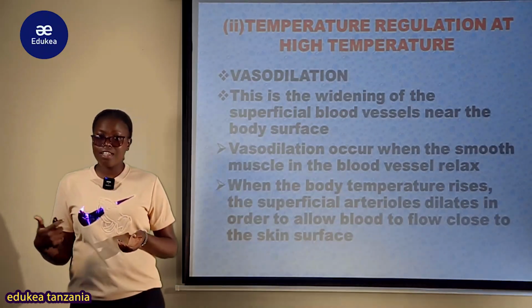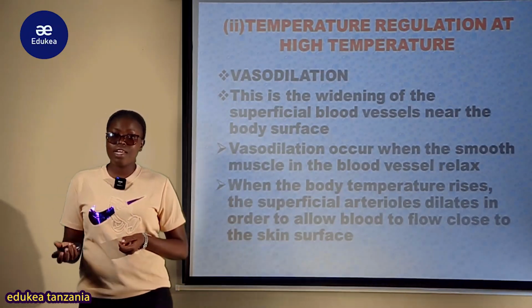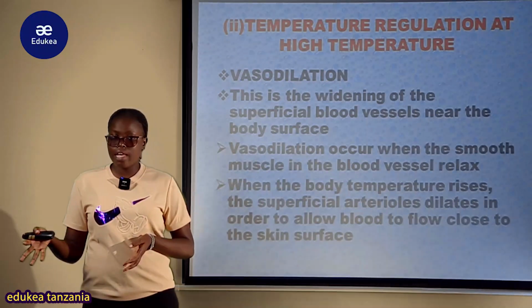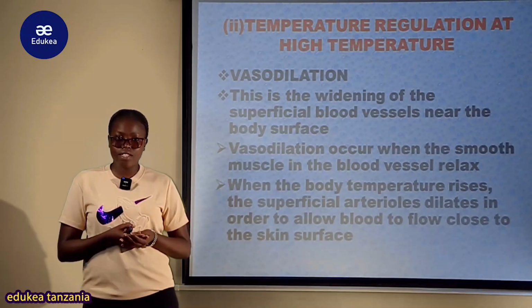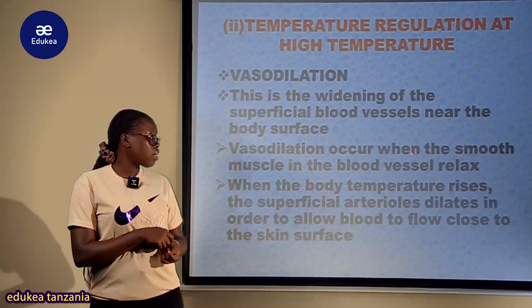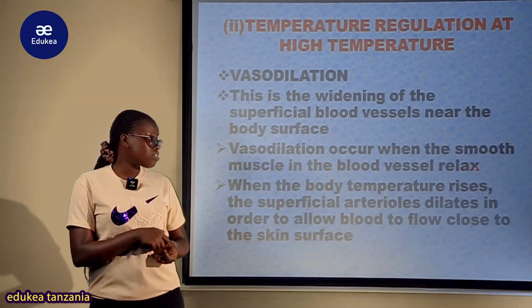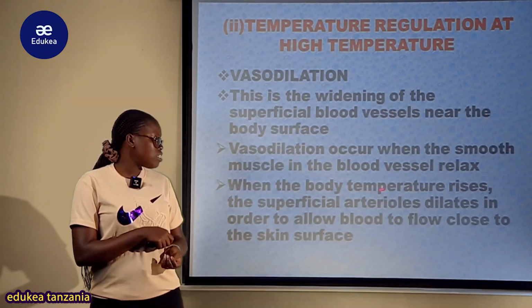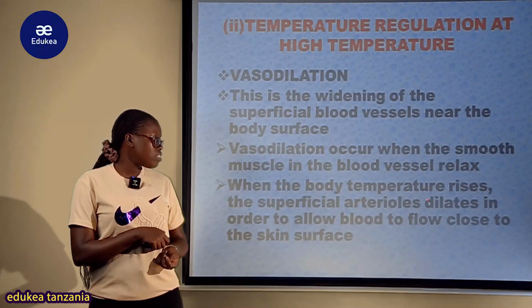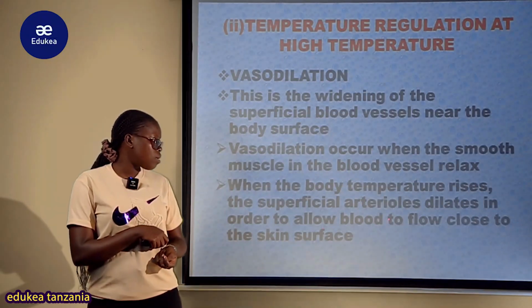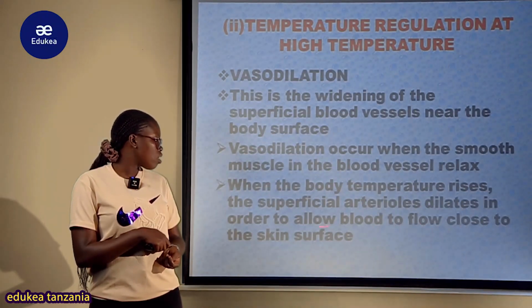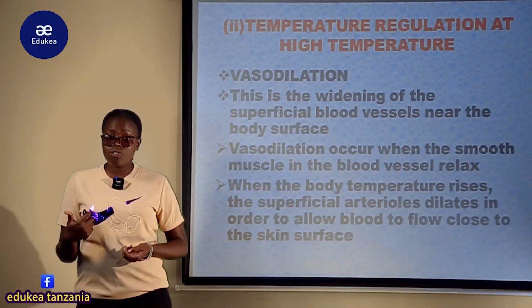So they tend to widen and relax, so as to ensure that the amount of the blood flow and the rate of the blood flow is at a higher rate. So the vasodilation occurs when the smooth muscle in the blood vessels relax. And when the body temperature rises, the superficial arteries dilate in order to allow the blood to flow close to the skin and close to the skin surface.